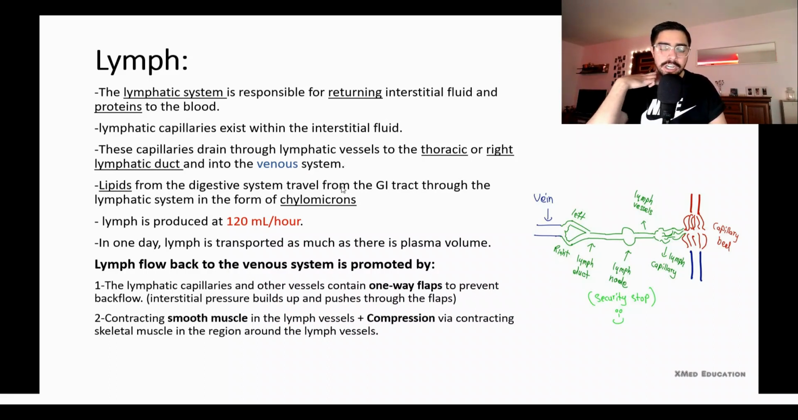And in the GI tract, the lipids can't go to the blood directly, so they have to go to the lymphatic system via the chylomicron.